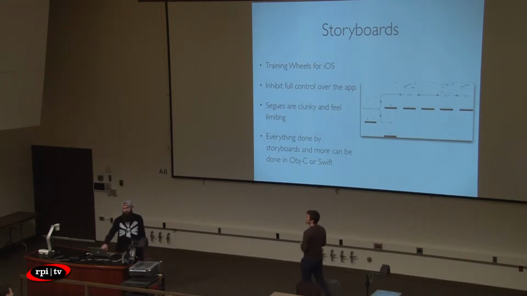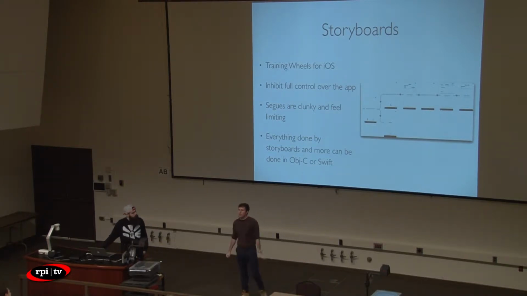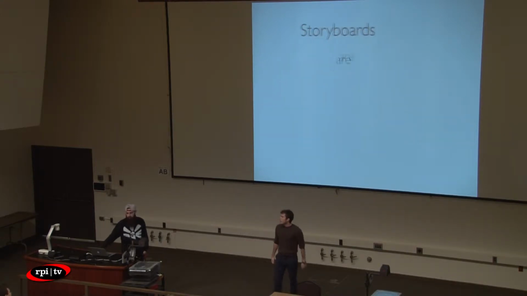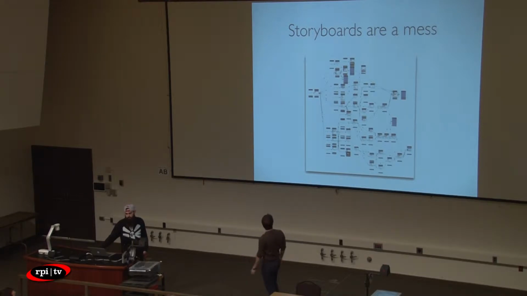The solution, don't use them. They're really terrible. They're slow. They take a lot longer to compile and to run. They look really confusing, as you're about to see. This is what a full implementation of a storyboard looks like, and that's a clean one. Storyboards are terrible. Don't use them. Just allocate everything in code.